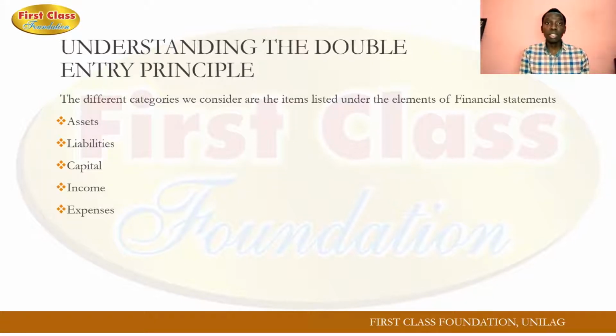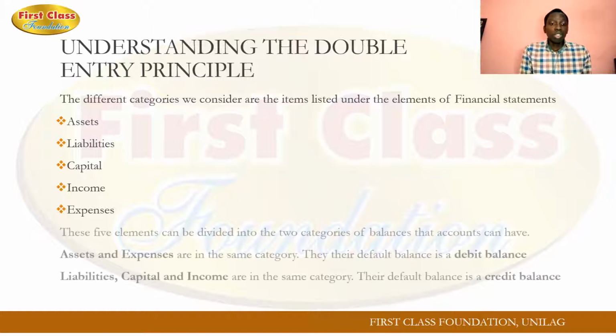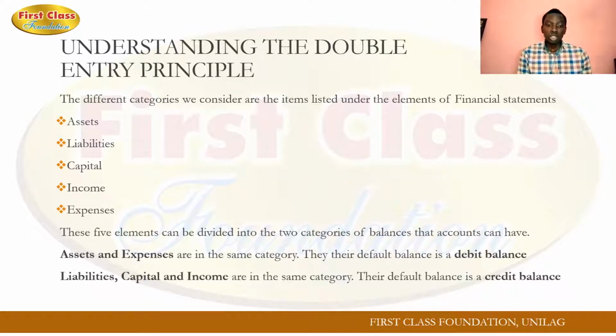We mentioned that in accounting equation in our last tutorial. So these five elements can be divided into two categories of balances that accounts can have. We can divide them into two different categories based on the two balances that are available for accounts to have. The first category is the category of assets and expenses. They are in the same category and their default balance is a debit balance. Every account has a default balance. So the default balance for assets and expenses is a debit balance.